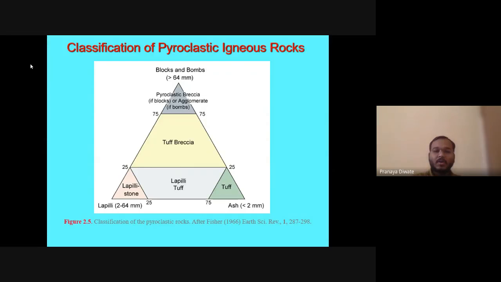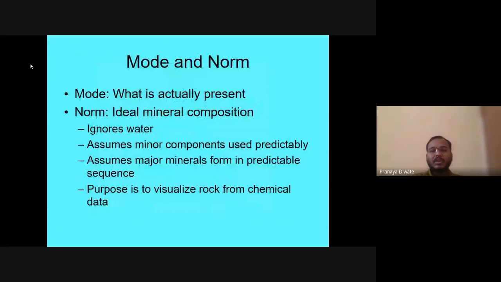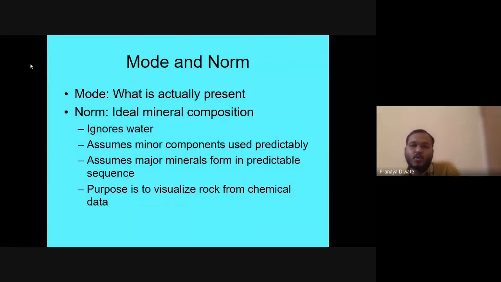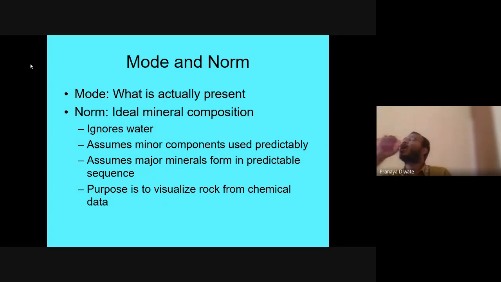Then you have mode and norm. So what is the mode and what is the norm? Mode is what is actually present. Mode is what you actually have in your rock, your igneous rock, what kind of mineral assemblage is actually present, what you can see. What exactly the material you want, that is known as the norm, and what exactly the material you right now have, that is known as the mode.